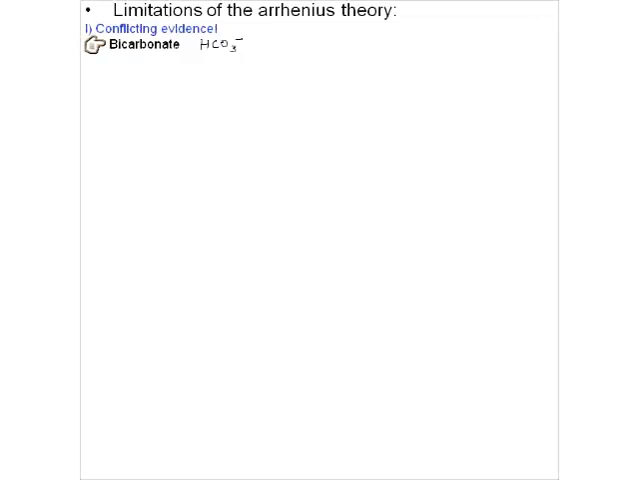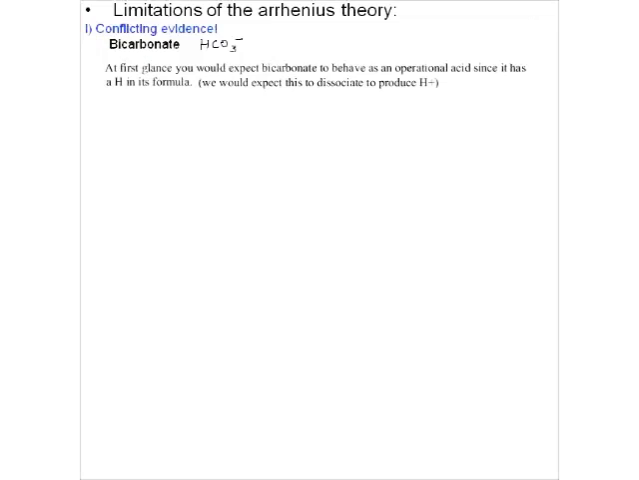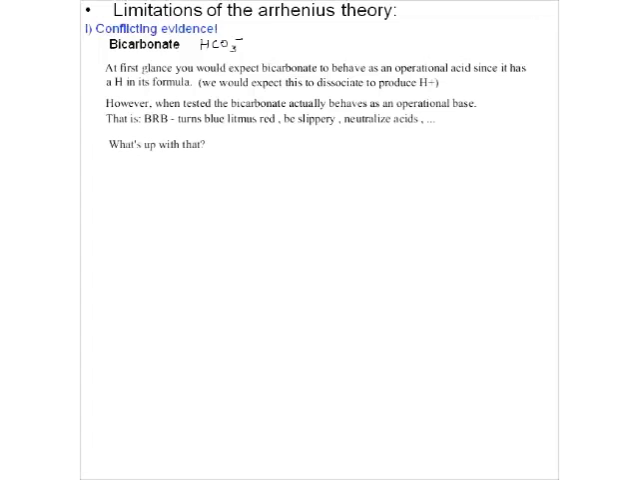Some other scientists looked at this and said, hey, look at bicarbonate. This could be from something like sodium bicarbonate, baking powder, baking soda, potassium bicarbonate, any bicarbonate there. We're getting the bicarbonate ion, and we're looking at this and we're saying, hey, that has a hydrogen in it. So at first glance, would you expect this to behave as an acid? And you say, yeah, because it should give up hydrogens. All right, the problem with this is that when we tested it from an operational perspective, we found out that even though we expected it to be an acid because of that hydrogen, it really behaved like a base.